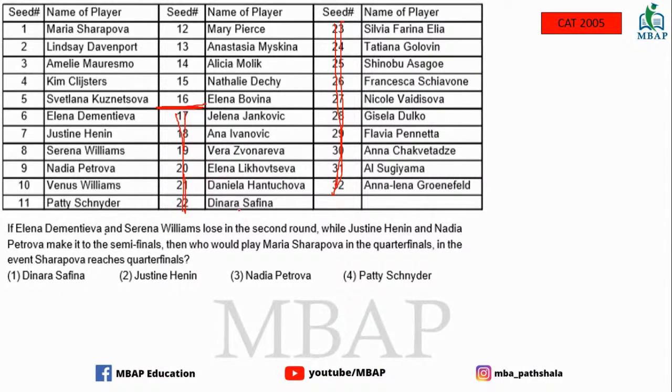Okay, now you see that if Elena and Serena lose in the second round, so where is Alina? Alina is sixth. Okay, Alina and Serena, these players lose in round two. That means what happens here, understand: first match, second match, third match, fourth match, fifth match. Till this point of time it is all clear because there is no upset here.